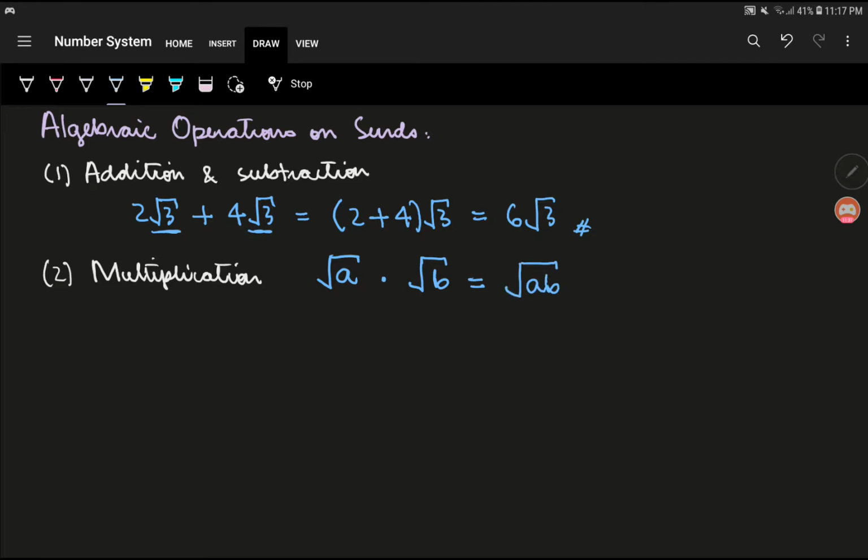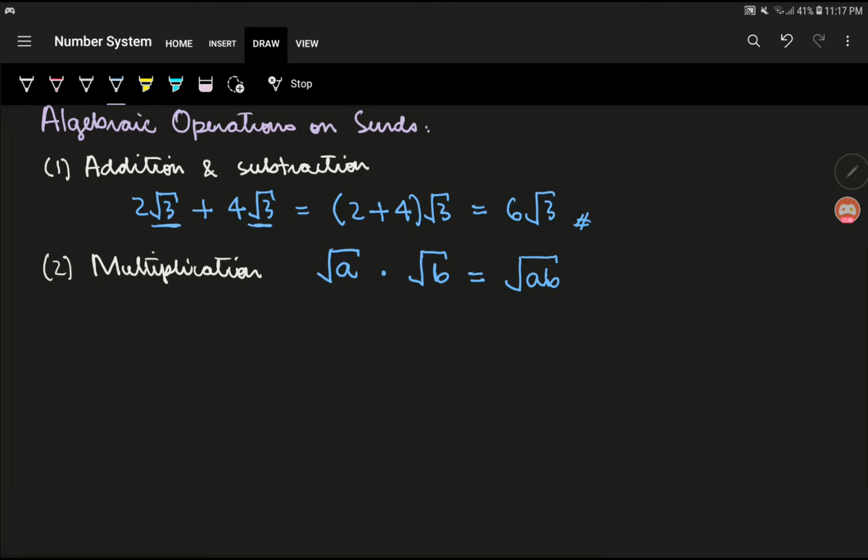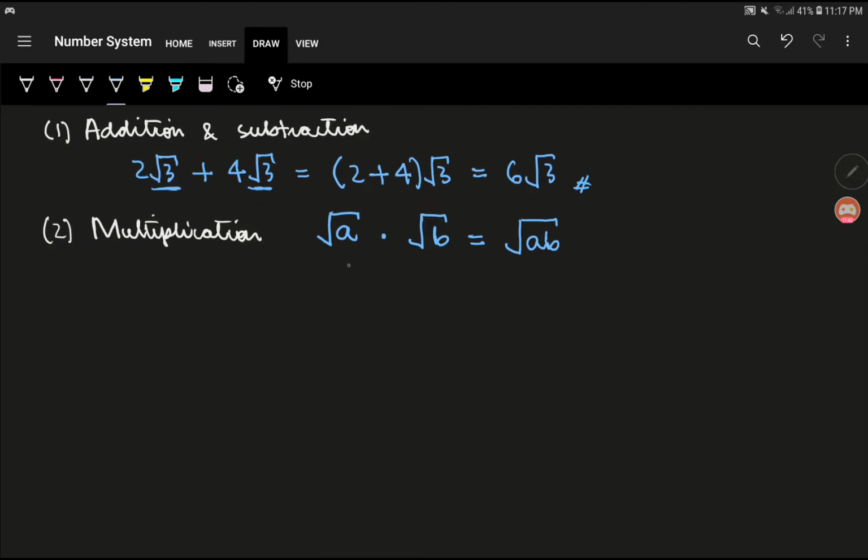surd AB. Why? Because we go back to the definition, we go back to the laws of indices. One of the laws of indices states that we can convert this as A to the power of half multiply B to the power of half. So when we have two indices with different base but have the same index, we can simplify it as AB to the power of half.